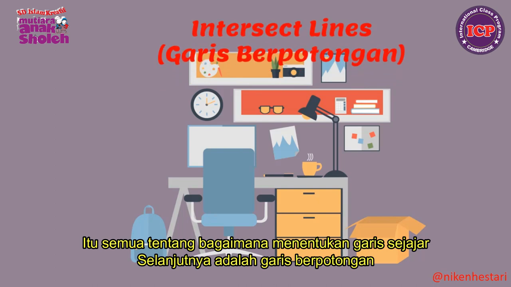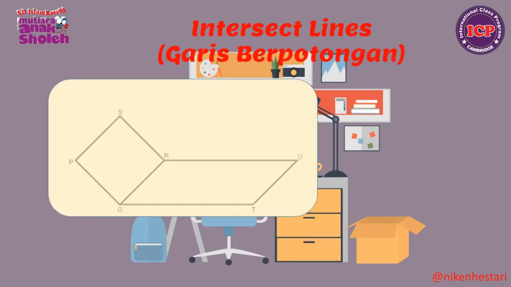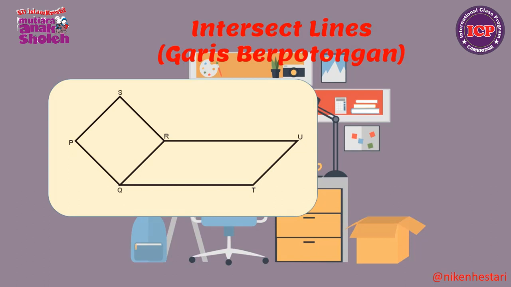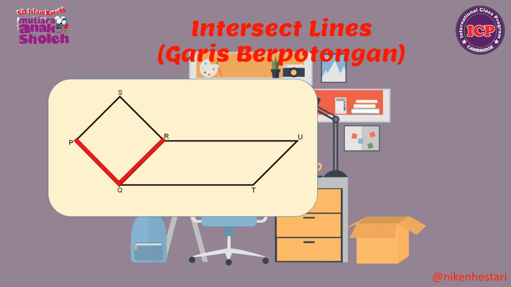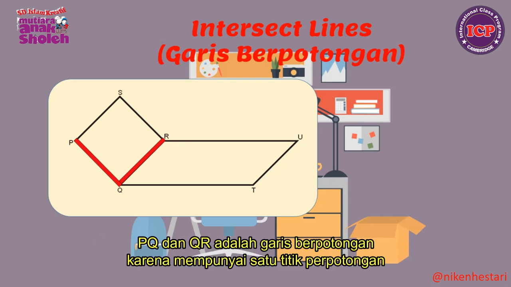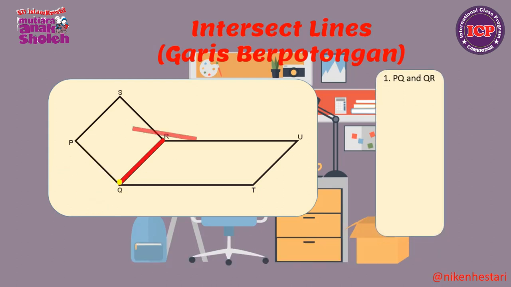Next, intersect lines. Look at the picture. The lines that belong to the intersect lines are PQ and QR. PQ and QR are intersect lines because they have one point of intersection. Next, QR and RS. RS and SP.